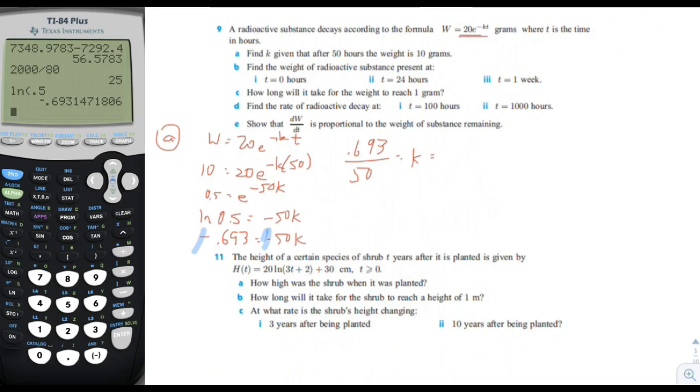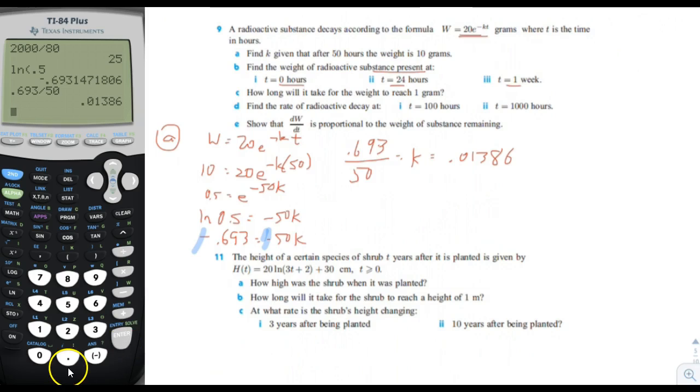So it's 0.693 divided by 50, which is 0.01386. Okay? So that was the answer for A. So B, find the weight of the radioactive substance at t equals 0, 24, and 1 week.